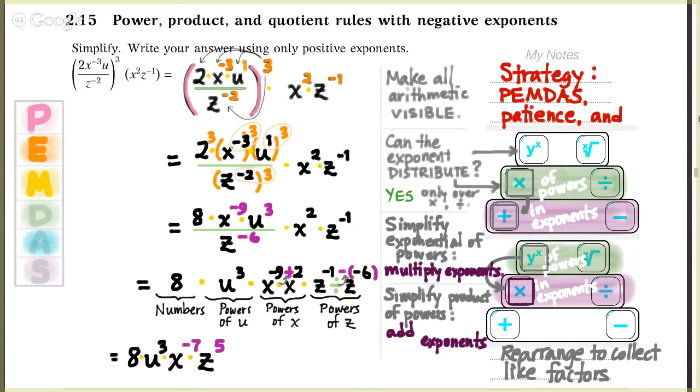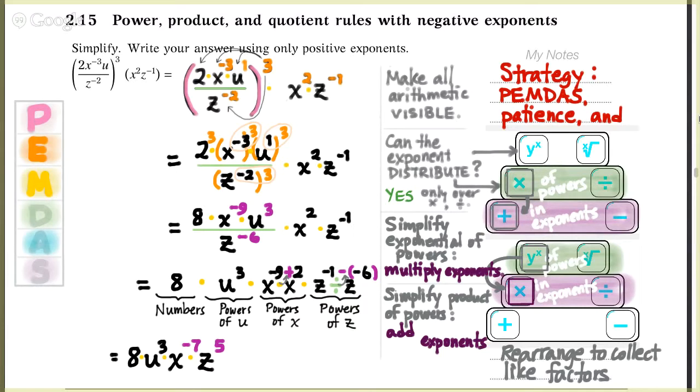And now we've handled all the multiplication and division that is fit to handle in this problem. We've completely simplified all the products and quotients of like factors, powers that have the same base. So what we have left is something which cannot really be simplified any further because we have an 8 by itself, we have a power of u, u to the third, we have a single power of x to the power minus 7, and we have a single power of z, z to the fifth.